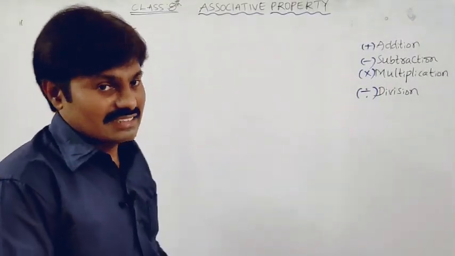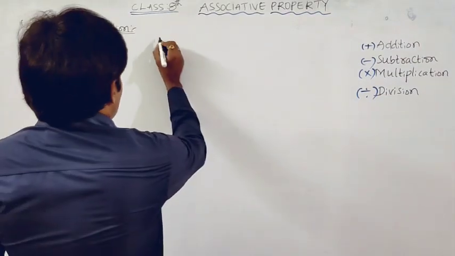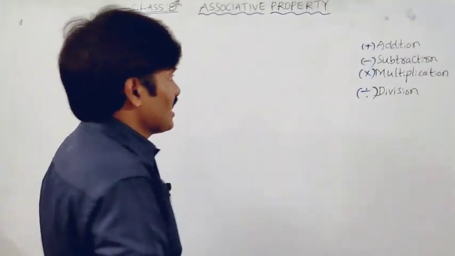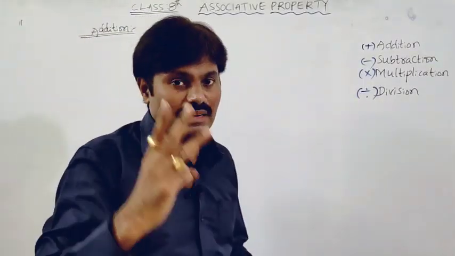So let us consider three rational numbers. Why do we have to take three rational numbers? Because the associative property is based on three numbers. Clear?